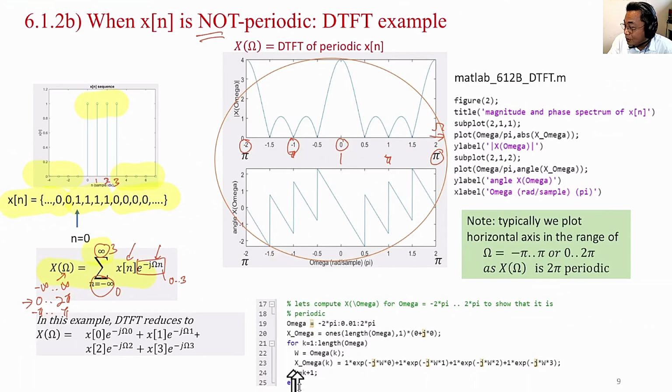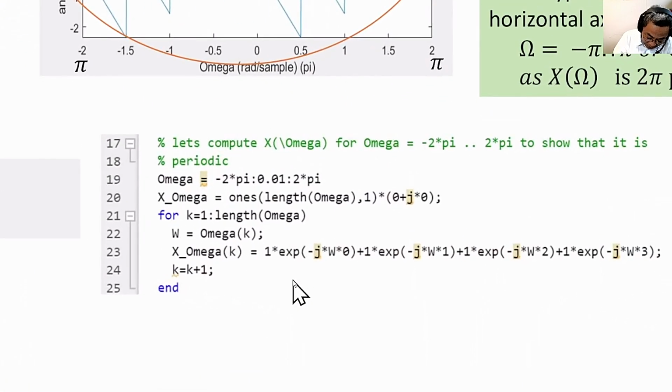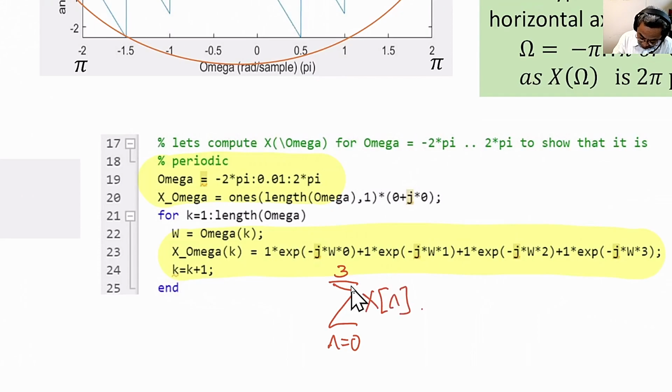Okay, so how do I do it? This is my MATLAB code to do it. What I did was simply I have the for loop of the horizontal axis from -2 pi to 2 pi, and then I actually just write this summation. And this summation, if you see it very carefully, it is nothing but summation of n equals 0 to n equals 3 for x of n e to the minus j omega n.